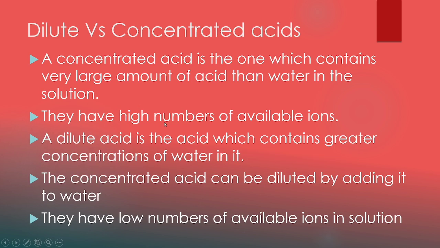Just now we saw the concept of strong acid and weak acid, and we learned that strong and weak acids are based on their ability to dissociate into ions. Now we are coming to another concept, dilute and concentrated acids. When we are talking about dilution, that means we are adding more solvent to it.